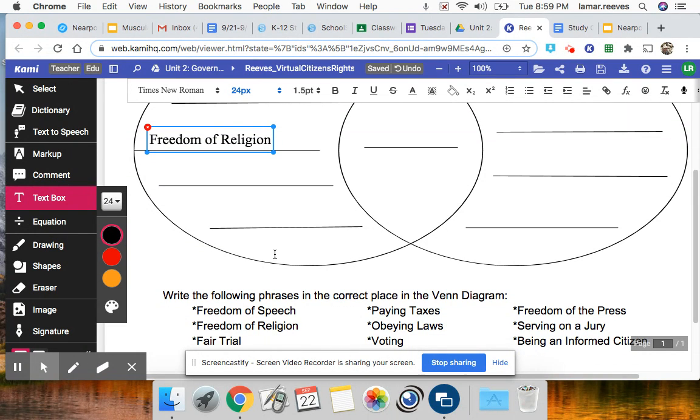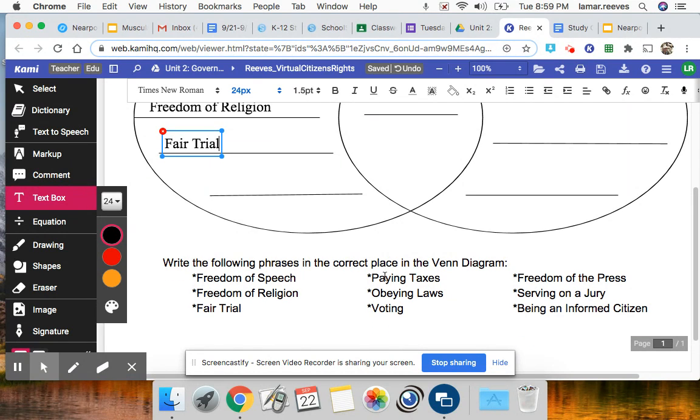Okay, now fair trial. Again, that is a right. We have the right to a fair trial. If you are accused of committing a crime, they can't just lock you up without sending you to court and letting you plead your case. You have to be able to provide evidence. All right, now let's see here.